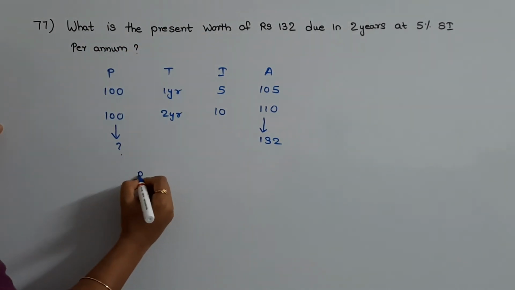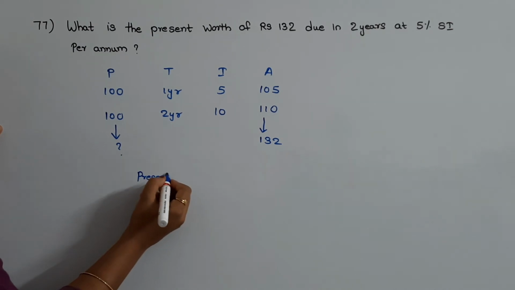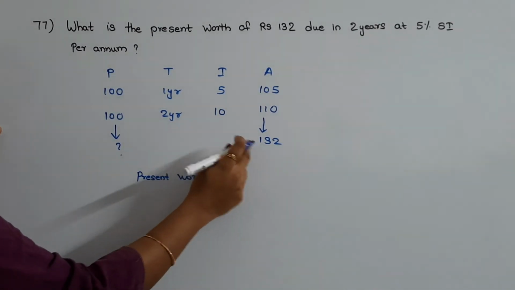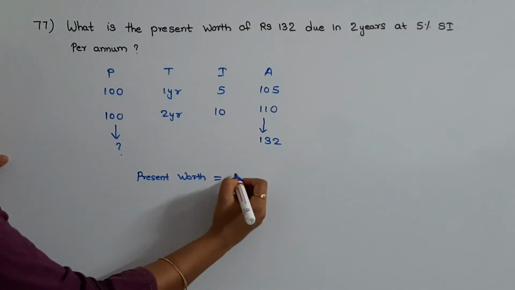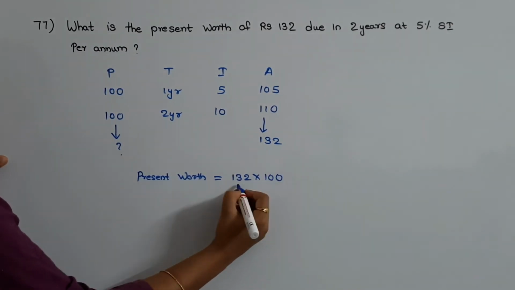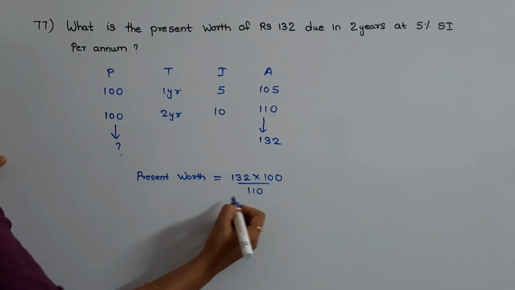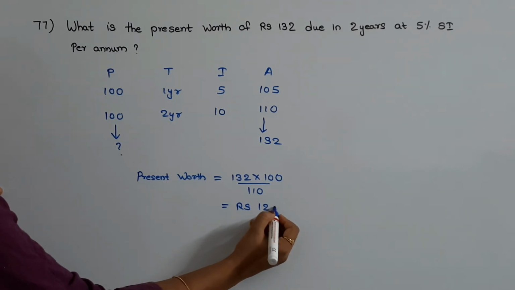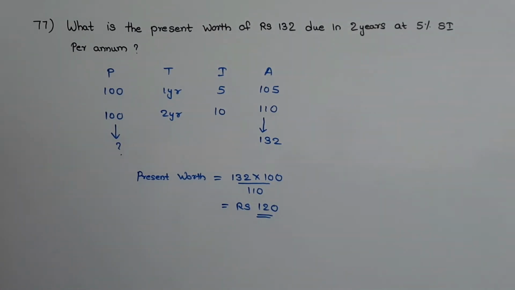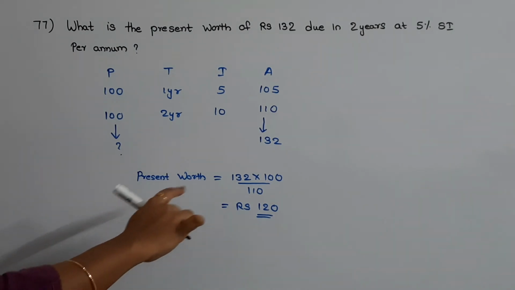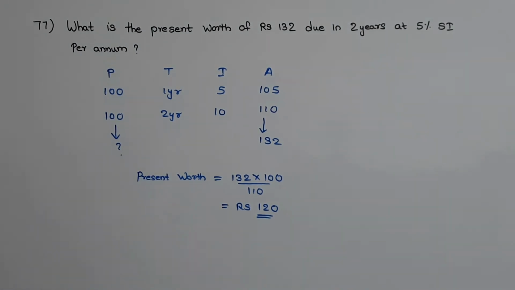So present worth will be equal to 132 into 100 divided by 110. On solving this, you will get the value as rupees 120. So this is the present worth and this is the answer.